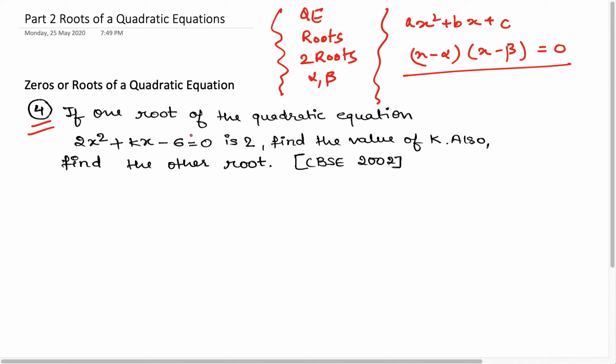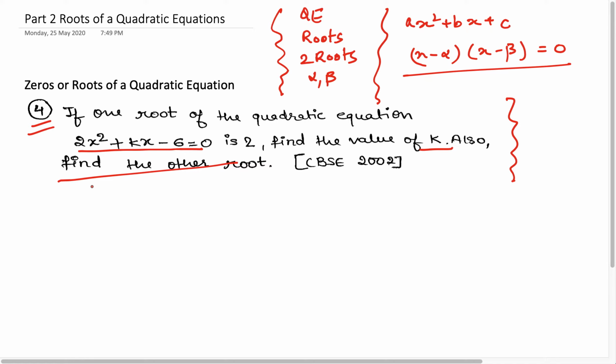Now you see, we studied that there are two roots of a quadratic equation. And imagine we get into a situation like this, wherein the question says, if one root of the quadratic equation is this, find the value of k and also find the other root. The question is very simple.